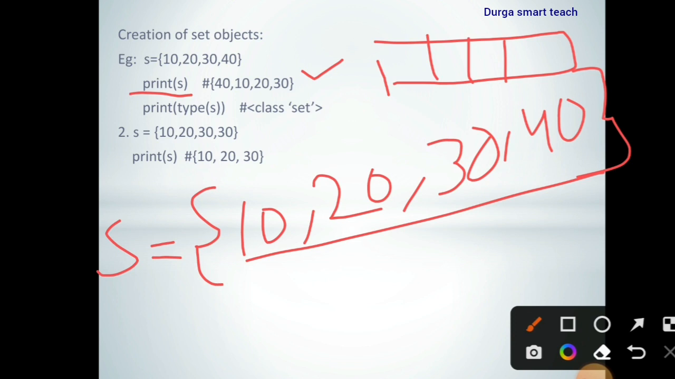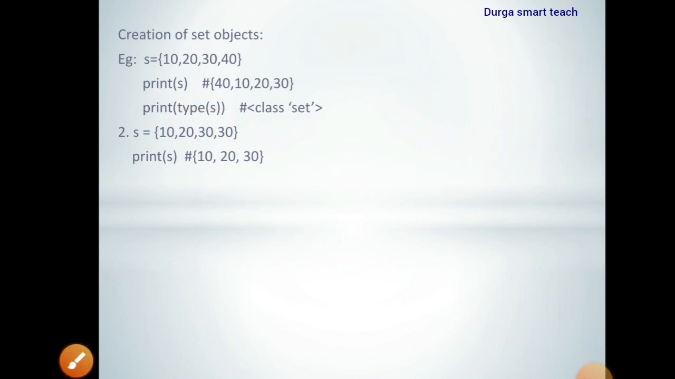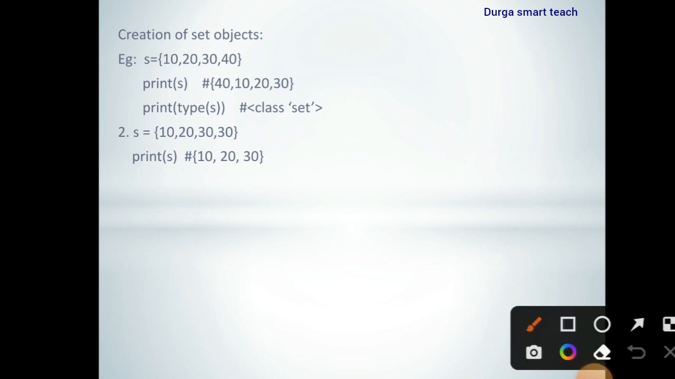Okay, next if you want to know the type of this set, you can use type of S. Type function is used to give the name of data type. So here the data type is set. One more point, set does not allow duplicate values. So here 10, 20, 30, 30. If you print the S value, it will print 10, 20, 30 only. 30 is repeated 2 times. Duplicate values are not allowed in set. So that's why it will print only 10, 20, 30.